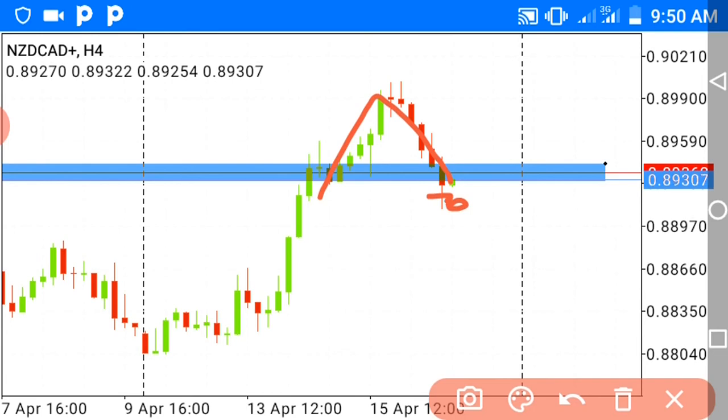So what you want to see now is a little bull candle, more like the market closing the way it is. Then the next candle giving us a good green candle. Once we can see that, then we can go long on this market. We put our stop loss at this level and our first take profit at the previous high. So that is for New Zealand Canadian dollar. So that's what we'll be expecting of this.